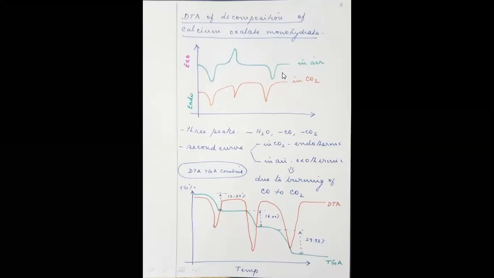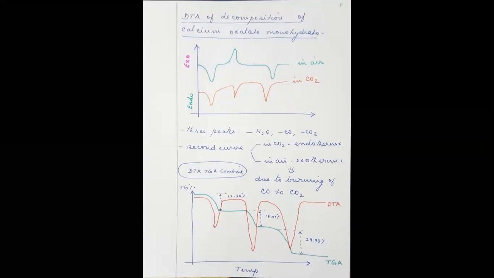Actually, the graphs are put in two different colors. One is in red color, one is in green color. The green color is the DTA recorded for calcium oxalate monohydrate in air, whereas the red colored graph is the DTA for decomposition of calcium oxalate monohydrate recorded in carbon dioxide environment.